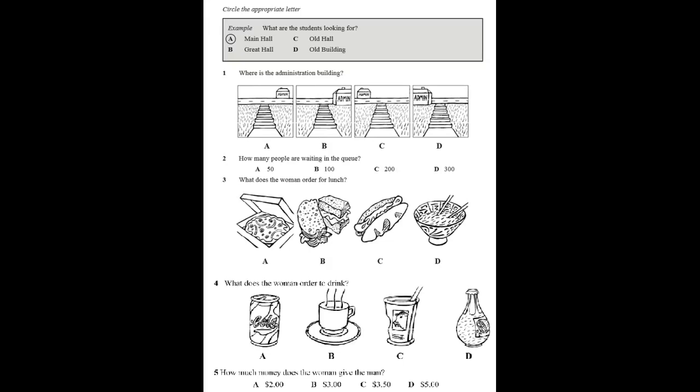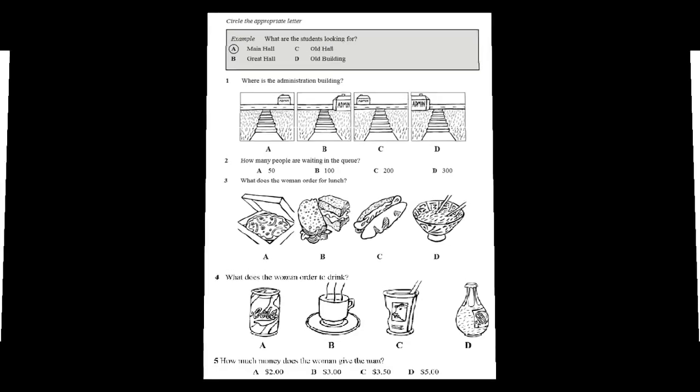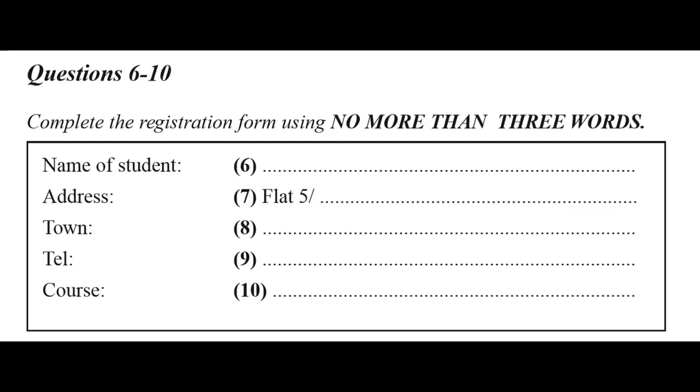The woman speaks to the clerk about registering at university. Look at questions 6 to 10. As you listen, complete the form by filling in the numbered spaces 6 to 10.